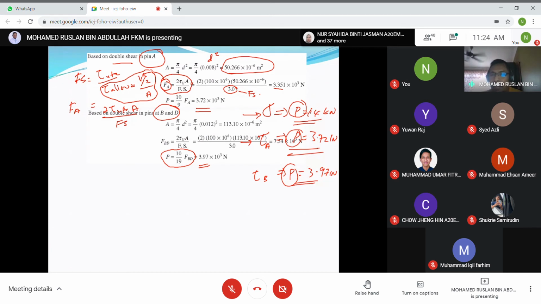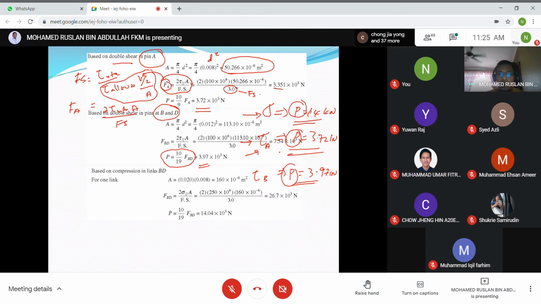This is the maximum P that can be applied at point C to make sure the link BD, pin A, pin B, and pin D are safe. If you choose 3.97, only pin B and the link BD are safe. But if you choose 3.72, it means that the link BD, pin A, pin B, and pin D are safe. So that's why in this case the answer is 3.72.